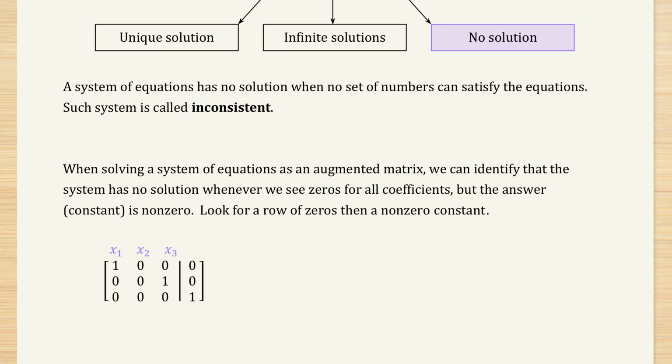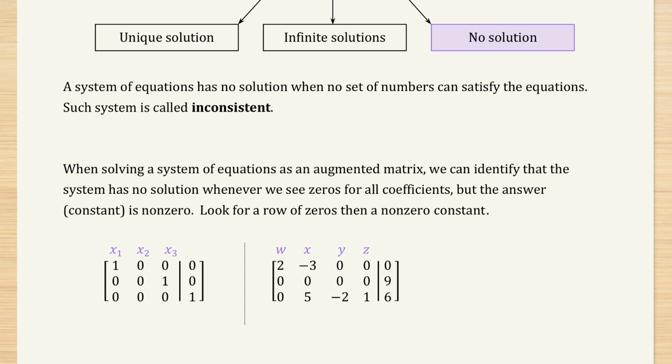Let's say we have a system of three unknowns, x1, x2, and x3. We row reduce and eventually get this result. In the third row, we have a bunch of zeros for coefficients, but then a non-zero answer or non-zero constant. If we were to interpret the third row as an equation, we would get 0x1 plus 0x2 plus 0x3 equals 1, or 0 equals 1. But 0 is not equal to 1. This contradiction means that the system has no solution. The system is inconsistent.